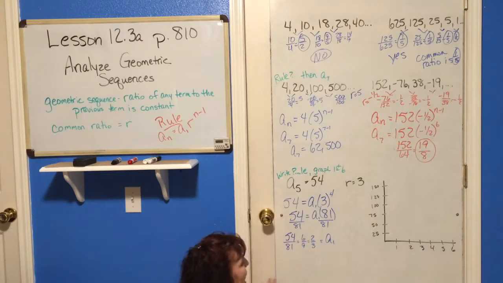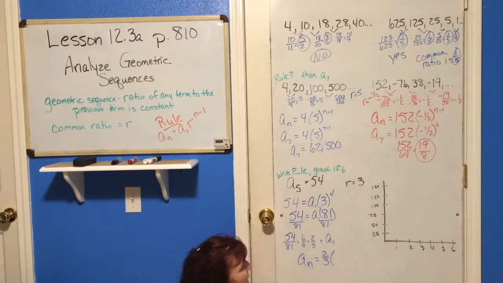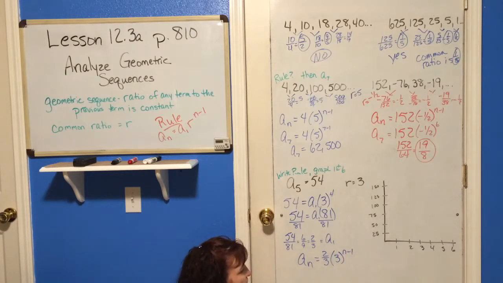So your rule now is a sub n is going to equal the first term, which is 2/3, times the ratio, which we know is 3. Are you seeing where I'm getting these? I'm moving really fast. And then you're going to keep the n minus 1 power.